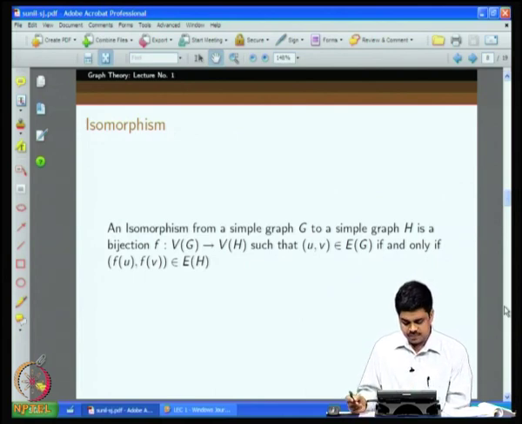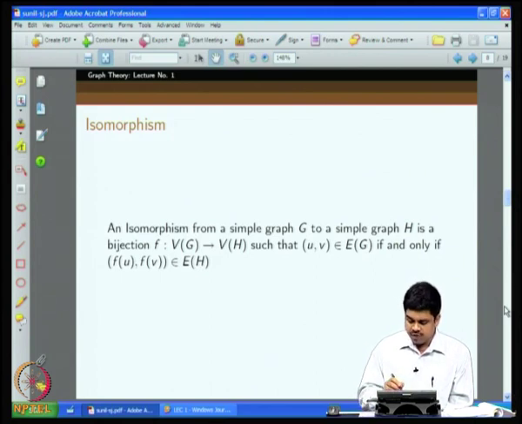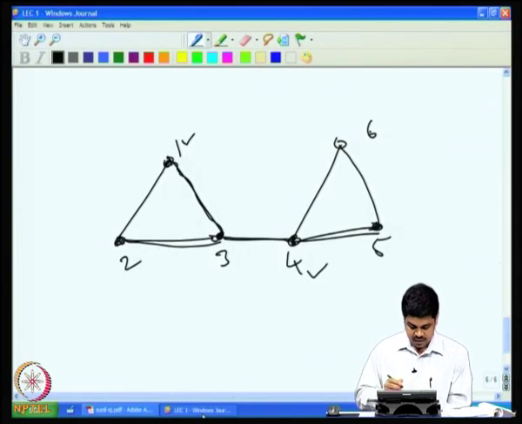So, an isomorphism from a simple graph G to a simple graph H is a bijection such that whenever uv is an edge of G, then the corresponding pair f(u), f(v) is an edge of H. To understand this, we can take an example.